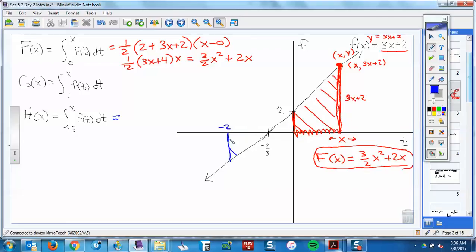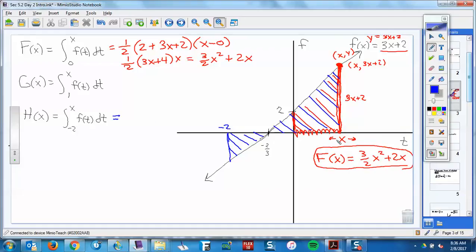Okay, so now that's going to be interesting because that's going to be two triangles. The area from -2 to x is actually going to be two triangles. And this crosses here at -2/3. I just set this equal to 0 and solved it, so I know that line crosses at -2/3. So what's my blue area? Well, it'd be this triangle.